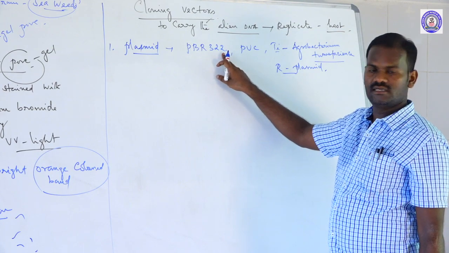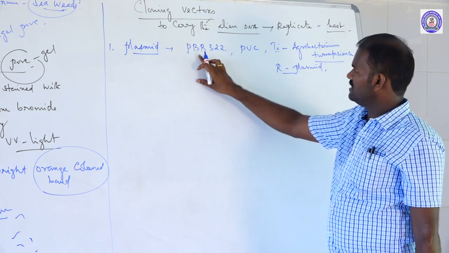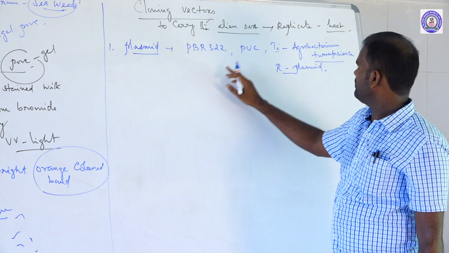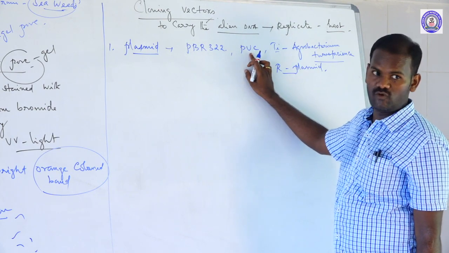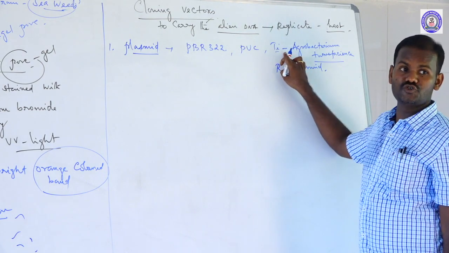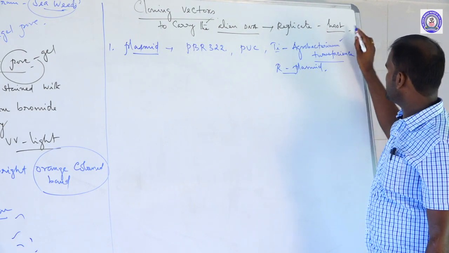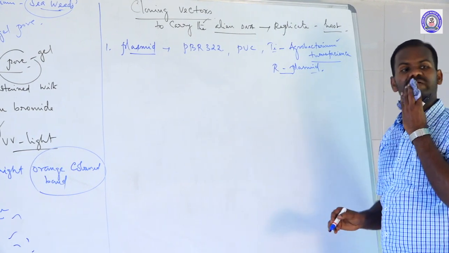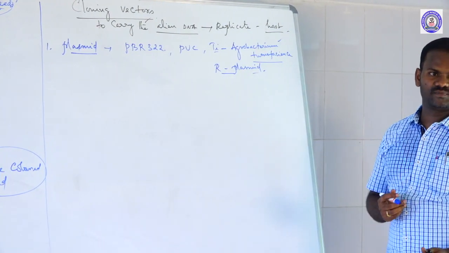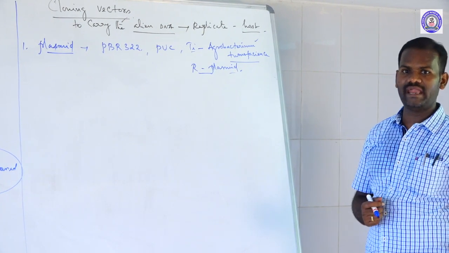PBR322 plasmid, PUC plasmid, which was developed at the University of California. Ti plasmid, the tumor-inducing plasmid obtained from the bacterium called Agrobacterium tumefaciens. Then R plasmids, nothing but resistance plasmids that show resistance against some specific antibiotics.